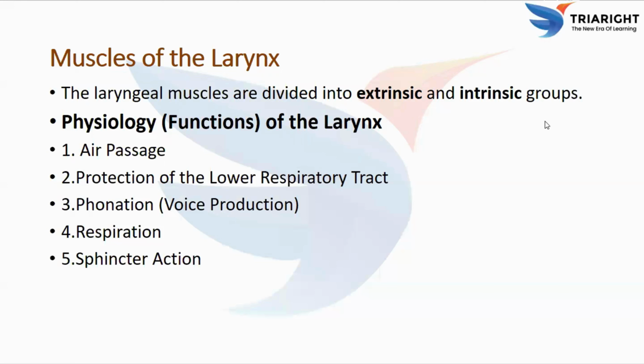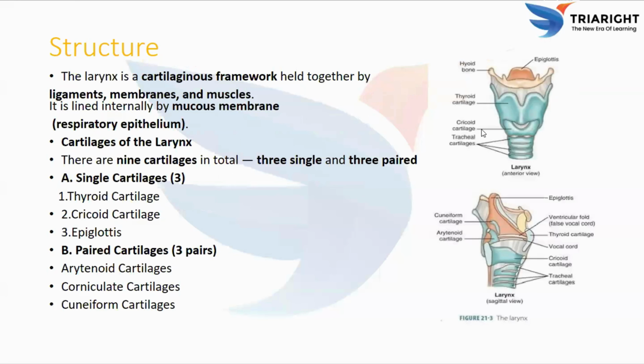So intrinsic muscles. The name itself tells you: extrinsic means outside, intrinsic means inside. So these are inside the larynx and they control the vocal cords. They open, close, tighten or relax the vocal cords. So what are the examples of intrinsic muscles? Cricothyroid, posterior cricoarytenoid, lateral cricoarytenoid, thyroarytenoid and interarytenoid.